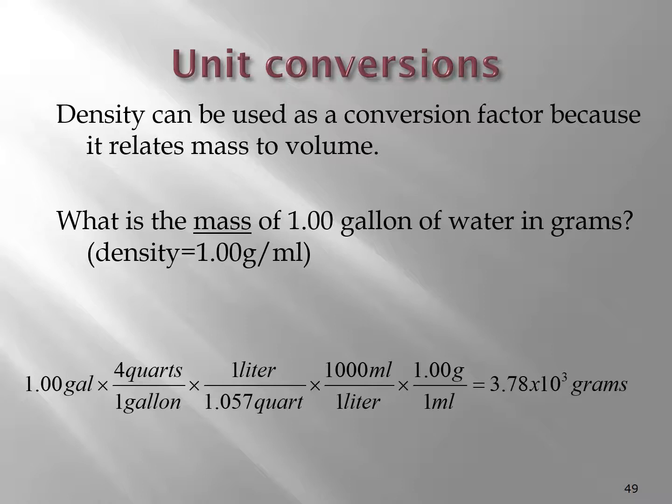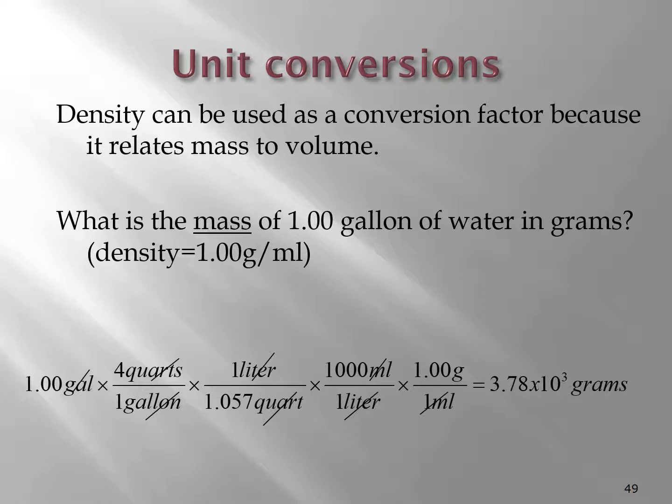There are 4 quarts per every 1 gallon, so 4 quarts. Now I'm going to convert from quarts to liters. Notice that the 1.057 is in the denominator because quarts are what we're trying to cancel out and liters are what we're trying to get. That is a conversion that was on a previous slide. Now we want to know milliliters, so we multiply by 1,000 milliliters per liter, and then we know that the density is 1 gram per milliliter.